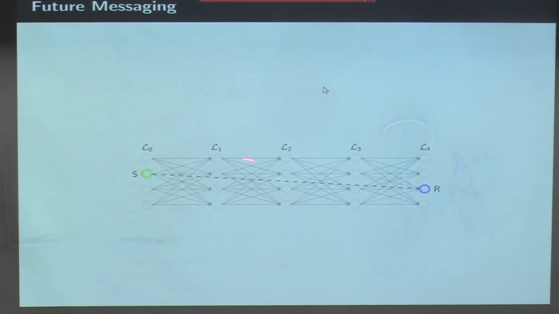Now you can recursively build a protocol for even longer communication. The idea is that the sender wants to send a message to the receiver over here. The sender first takes a secret sharing of the message, S1, S2, S3, S4, and then sends S1 to this party, S2 to this party, and so on. And these parties now do a secure messaging from here to here with this as input, and this should go through.